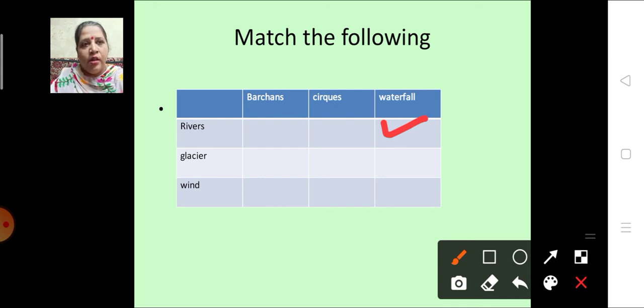Then second is glacier. What is the answer for glacier? Barchans or cirques? Cirques, correct. So cirques. Okay. Next is wind. What is the option for wind? Barchans. So click over here. So this is how we are going to do the match the following.